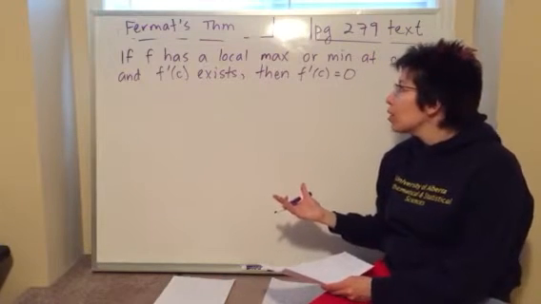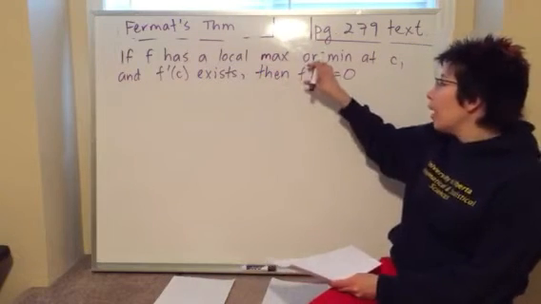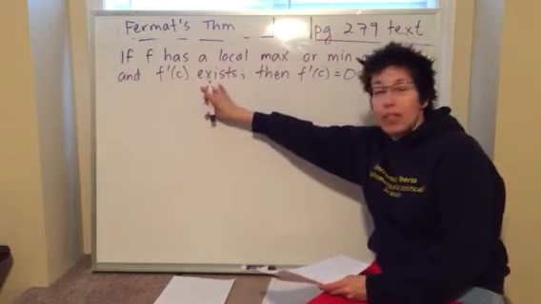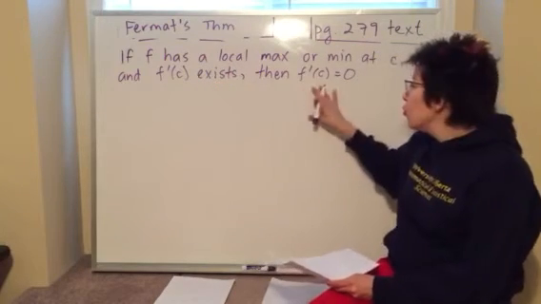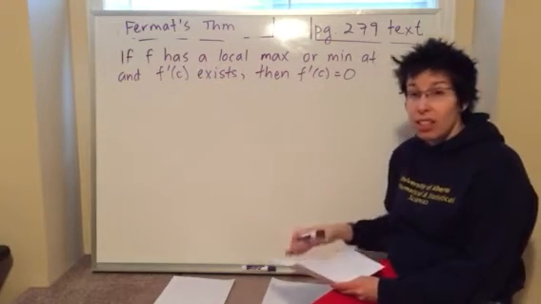Why don't you think about a case where you had a local max or a min, but this derivative didn't exist, and then you knew you couldn't conclude that. That's a neat thing to think about.